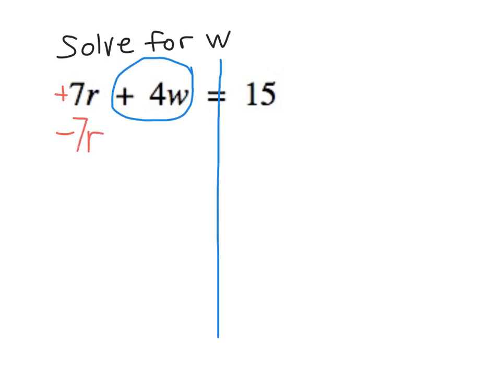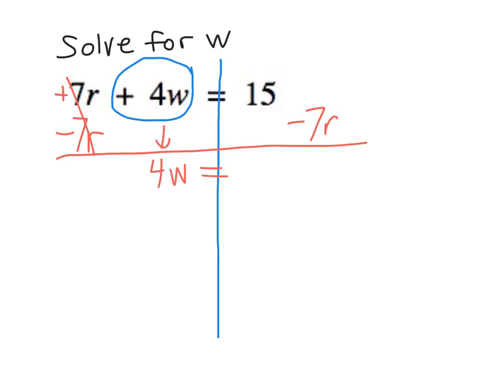Now the question is, is 7r a like term to 15? Well, the 15 doesn't have an r, so no, they're not like terms. So I'm not going to put it underneath it. I'm going to put it over to the side. I'll draw my line. My 7r's cancel out. I'm going to go ahead and bring down my 4w equals, I can bring down my 15 and bring down my minus 7r.